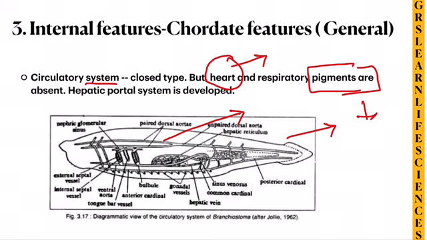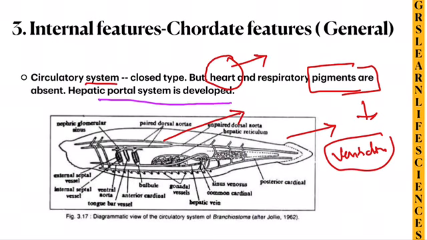In urochordates, we have seen that vanadium is present as a pigment, but cephalochordates don't have any respiratory pigment in their blood. The other important thing is that they have a hepatic portal system. The hepatic portal system is developed in these organisms. We know that two important portal systems are present in the body. One is the hepatic portal system, the other one is the renal portal system.